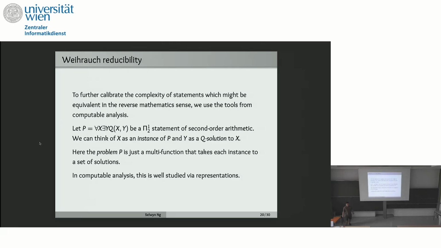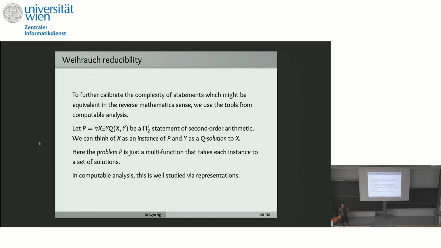Josiah's talk from Wednesday, I think, kind of mentioned this. I'm a bit surprised that there have not been more talks on the wire reducibility, but since this is the second one, let me just remind you what the basic idea here is. Essentially, if you are looking at statements in reverse math, which might be equivalent.